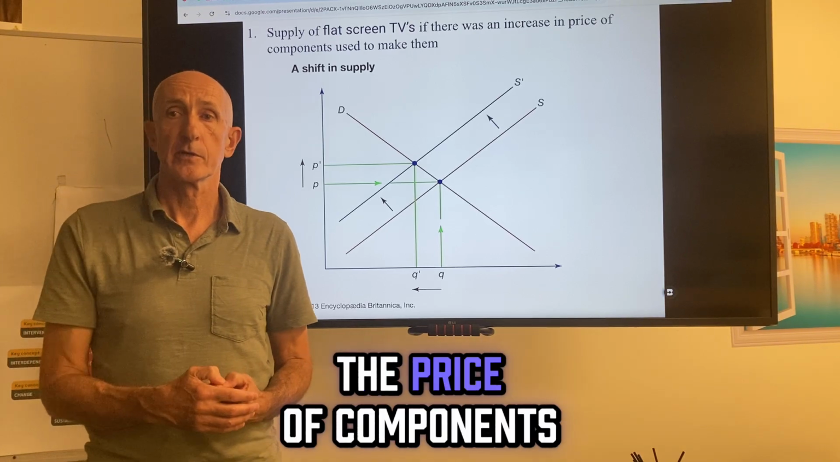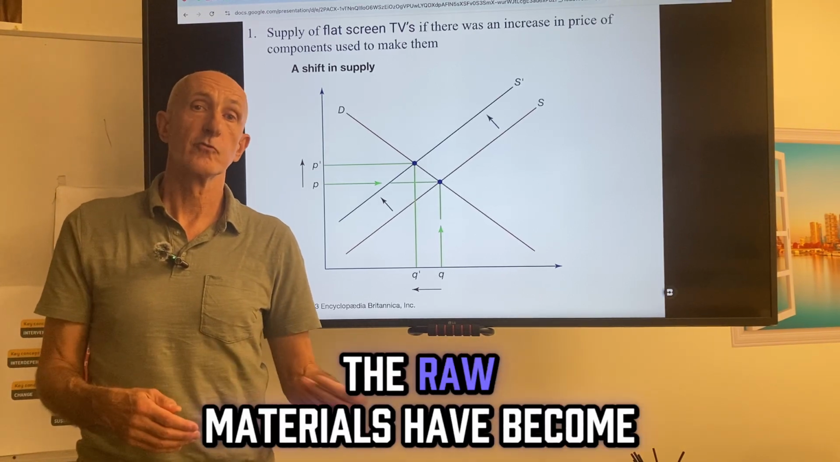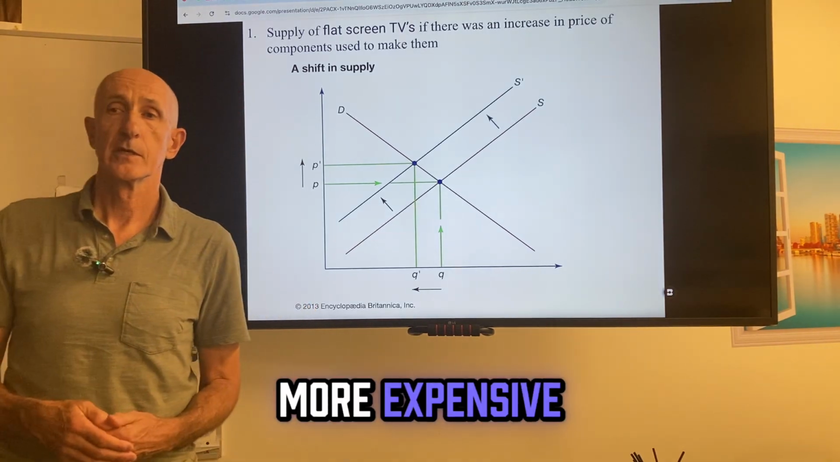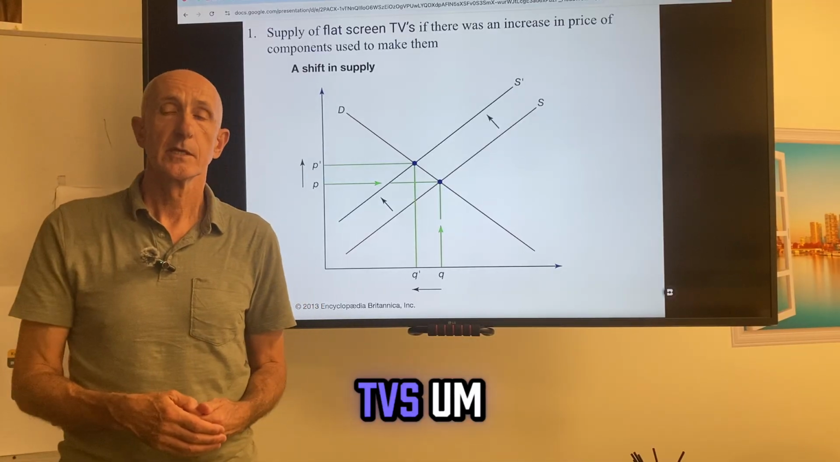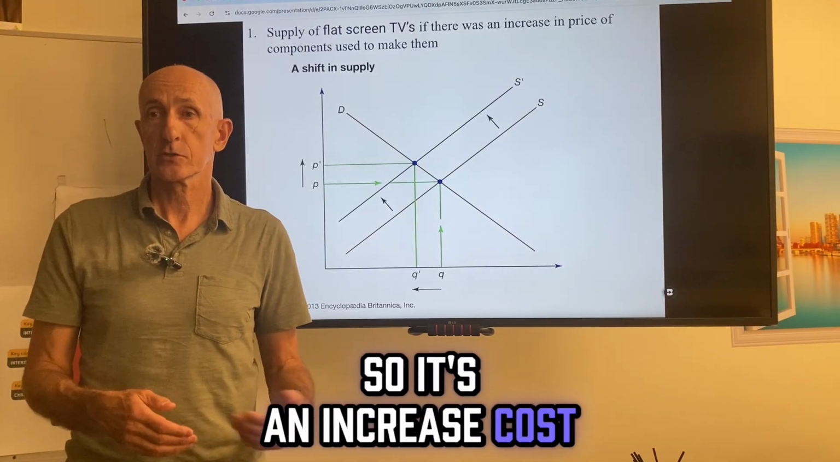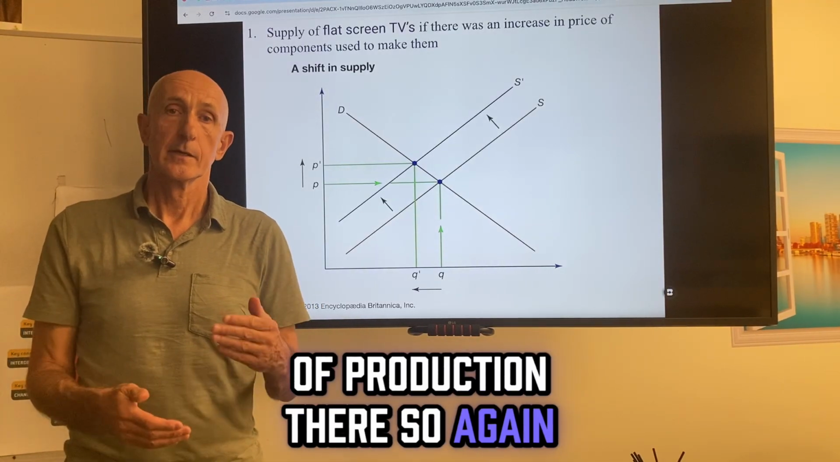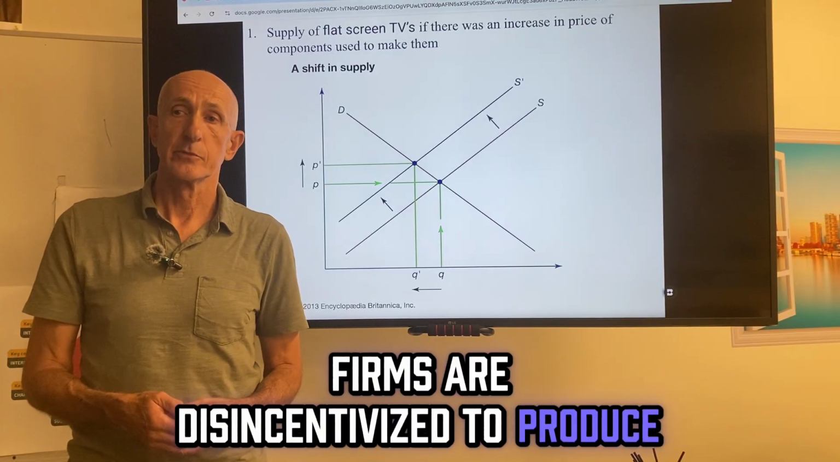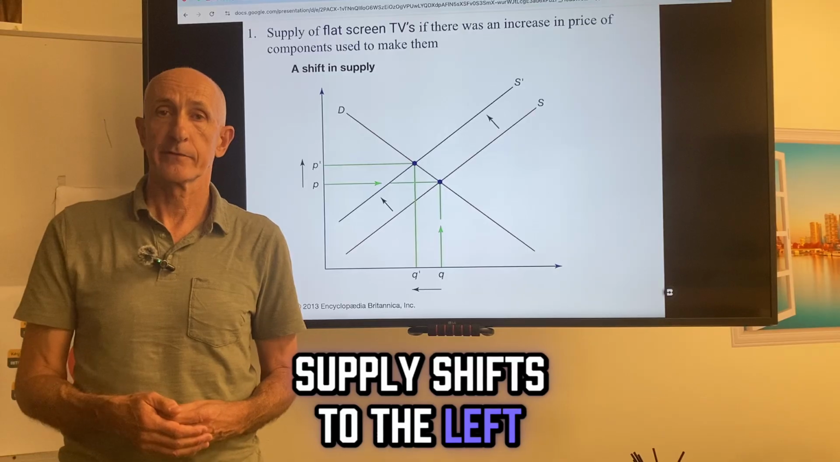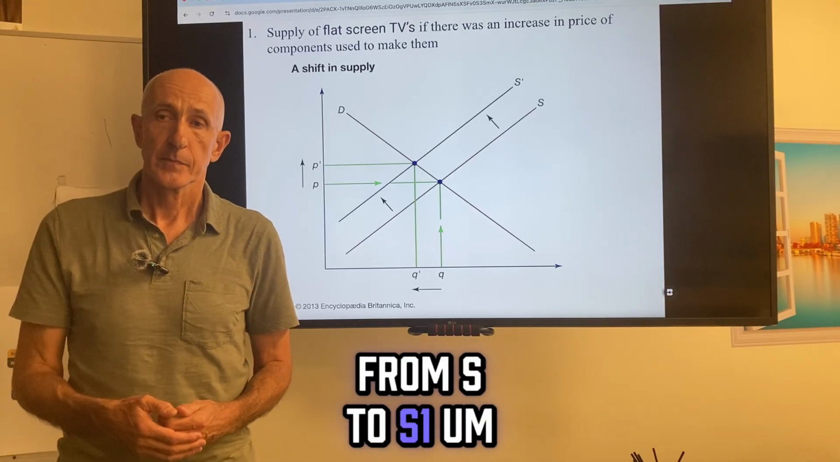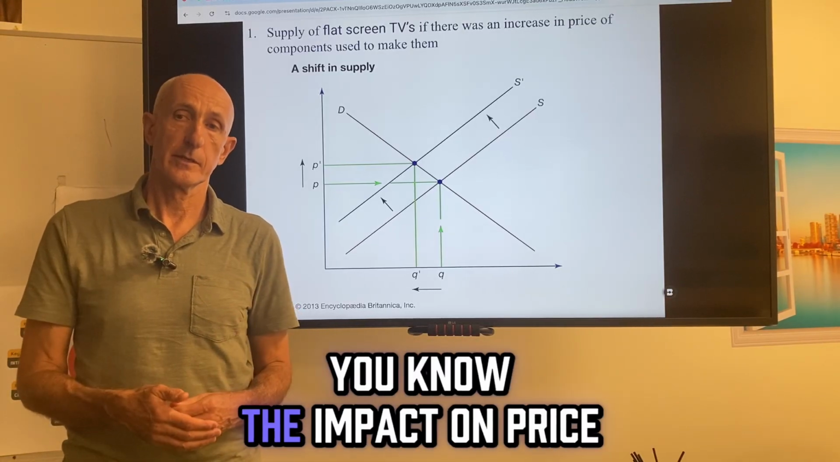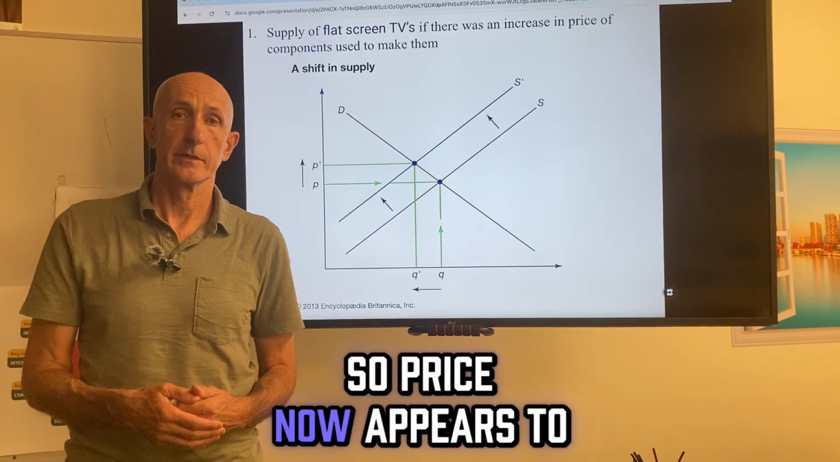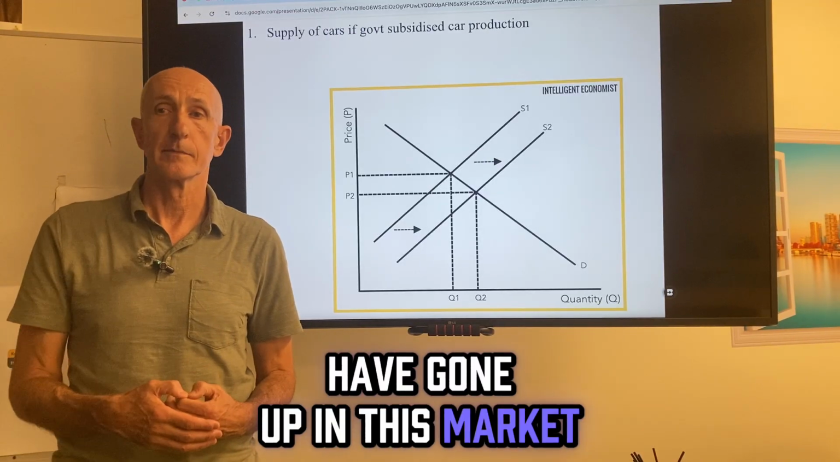If there's an increase in the price of components, so it costs more, the raw materials have become more expensive to make these flat screen TVs. So it's an increased cost of production there. Again, as a result of increased costs, firms are disincentivized to produce as much. Supply shifts to the left from S to S1. And we might start now seeing the impact on price. So price now appears to have gone up in this market.